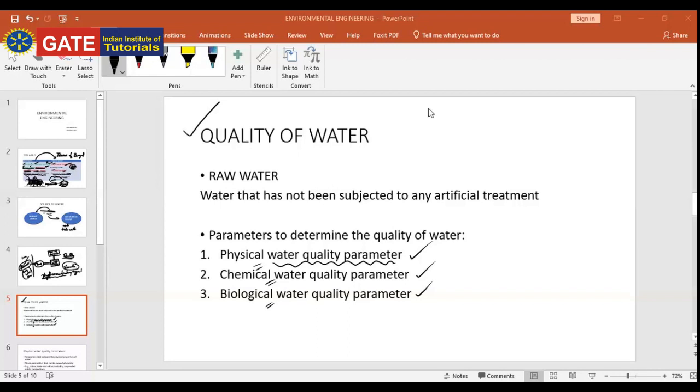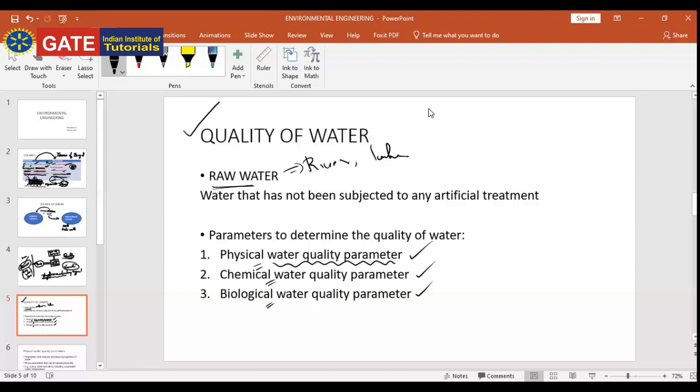Now, coming to the quality of water. We'll be having raw water, right? What is raw water? Water that has not been subjected to any artificial treatment. That is, the water directly drawn from any of the sources like rivers or lakes can be called raw water. Now, what are the parameters to determine the quality of raw water taken?